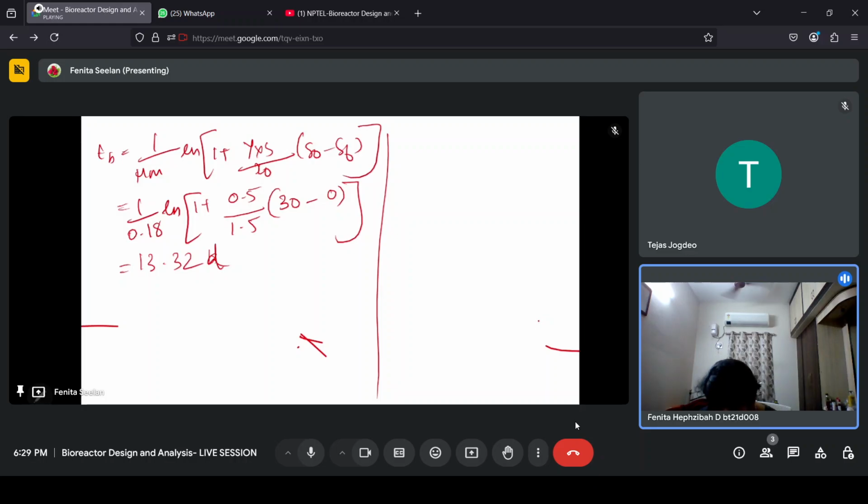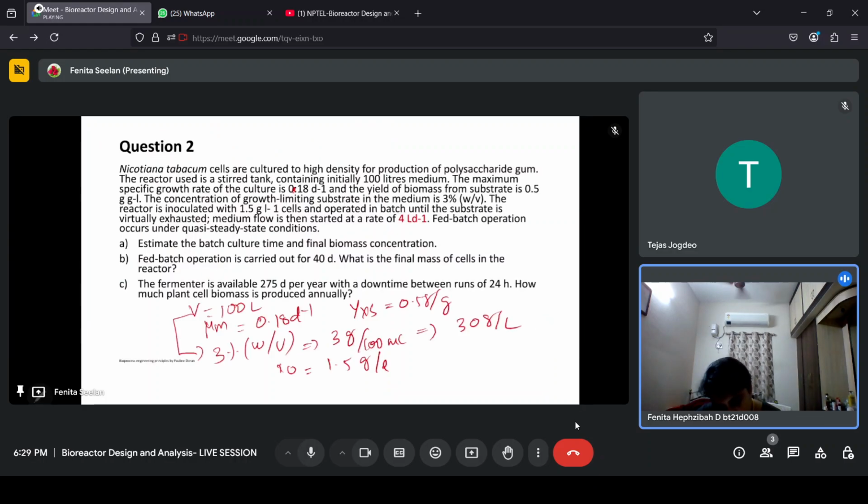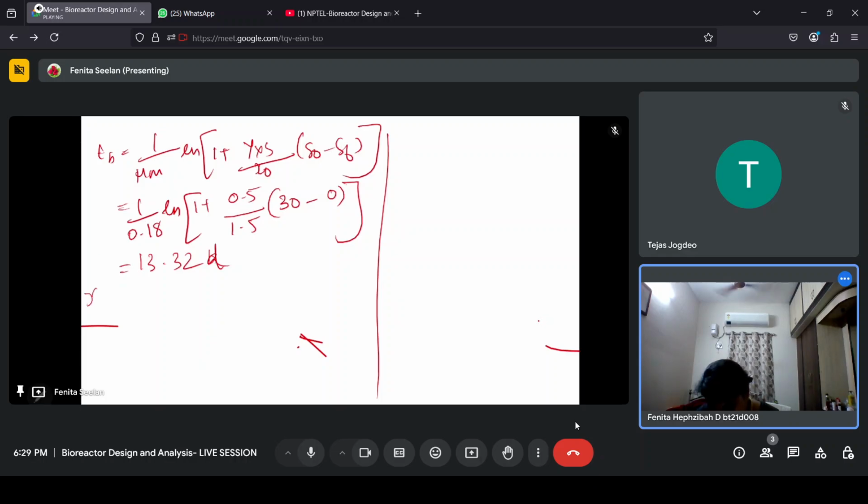So it was also asked to give us the final biomass concentration, Xf. So we know Xf is equal to X naught e power of mu max into T. So X naught is given as 1.5 gram per liter, mu max is 0.18, and we calculated the time, which is around 13.32. If you do this, what would be the answer? It would be around 16.4 gram per liter.